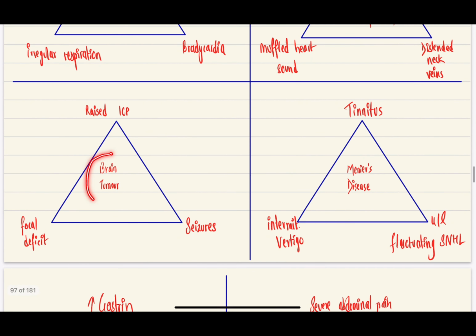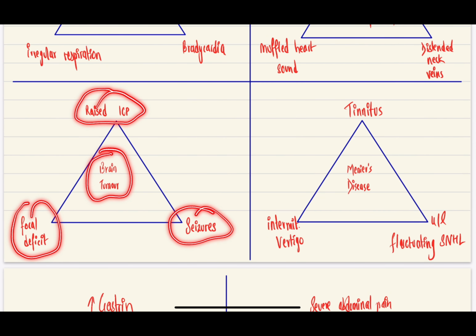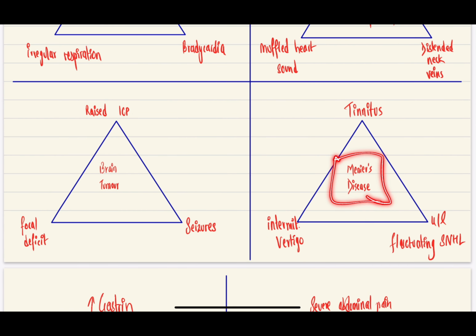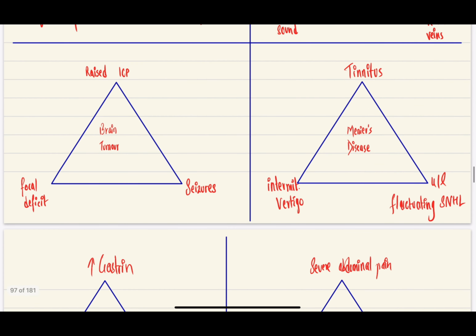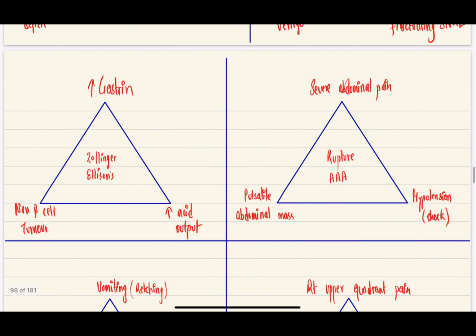We have the triad for brain tumor: raised ICP, focal deficit, or seizures. We have the triad for Meniere's disease, which is tinnitus, intermittent vertigo, and unilateral fluctuating sensorineural hearing loss. We have the triad for Zollinger-Ellison syndrome: increased gastrin level, increased acid output, and non-beta cell tumor.